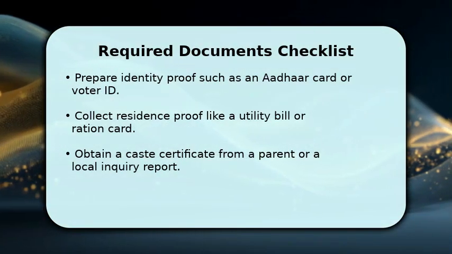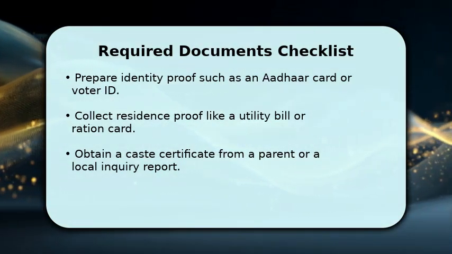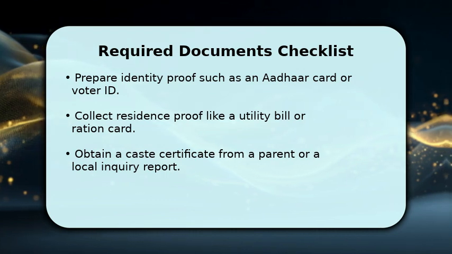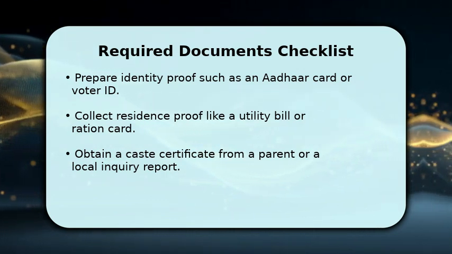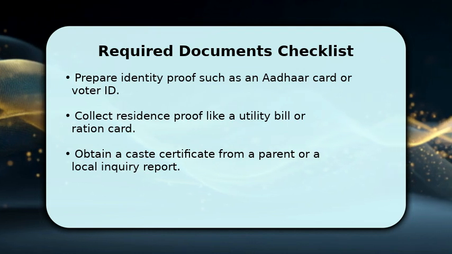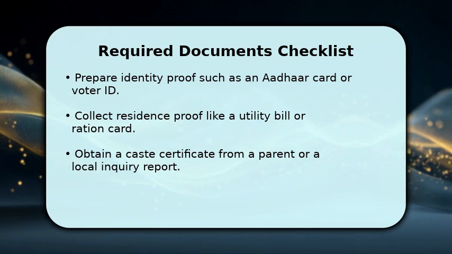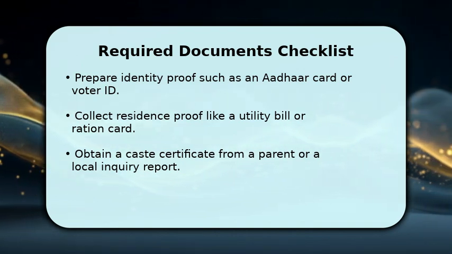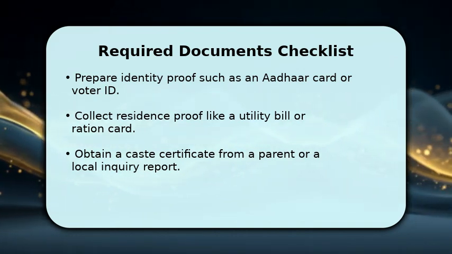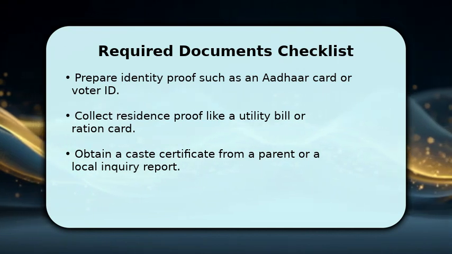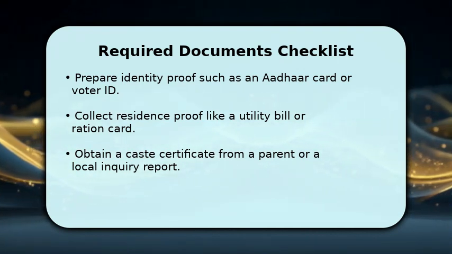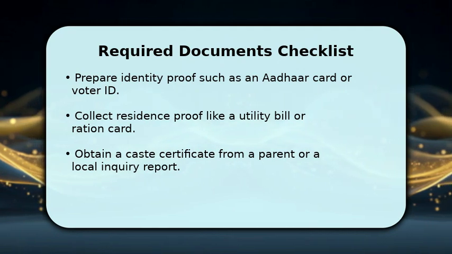Now, let's prepare your documents. You'll need a valid identity proof, like your Aadhaar card or a voter identification card. For proof of residence, a recent utility bill or a ration card showing your current address will work. Additionally, you must provide evidence of your caste, which could be a parent's existing caste certificate or a report from a local inquiry confirming your status.